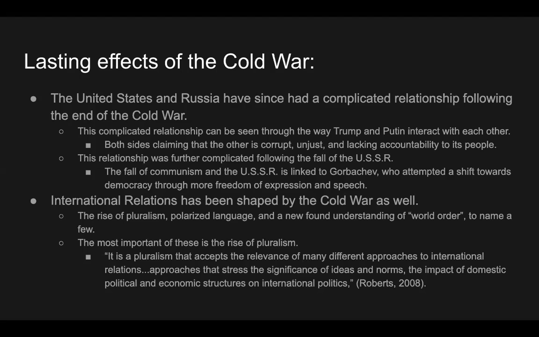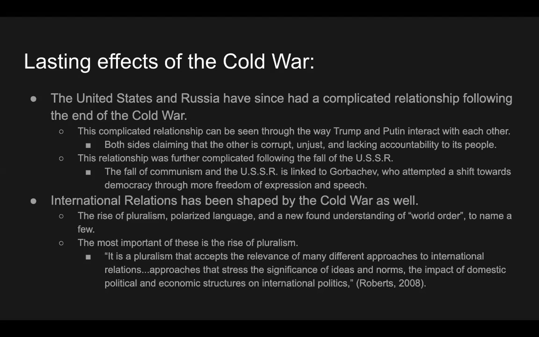This relationship was further complicated following the fall of the USSR, which happened, I believe, in 1992, following the end of the Cold War. The fall of communism and the USSR is linked to Gorbachev, who attempted a shift towards democracy through an increase in rights for Russian citizens, allowing them to speak out against the government and express themselves more openly and freely.